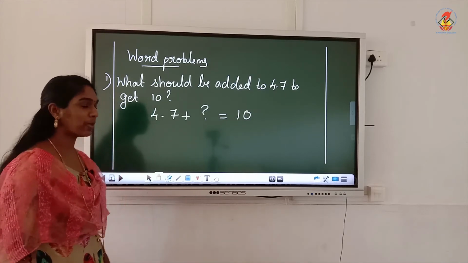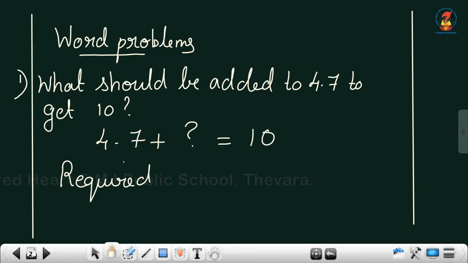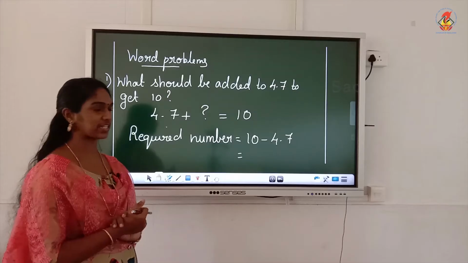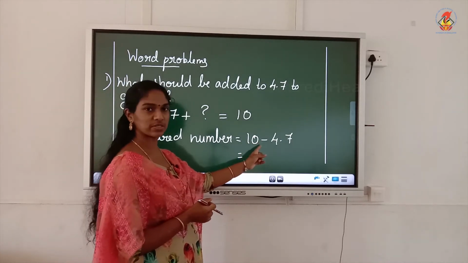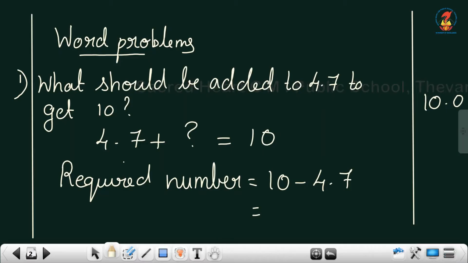We have to subtract. So, you will write the statement as required number equal to 10 minus 4.7. Now, I have told you when you are subtracting, first you have to convert it into like decimals. Here you don't have any decimal place, so you will write it as 10.0 minus 4.7.